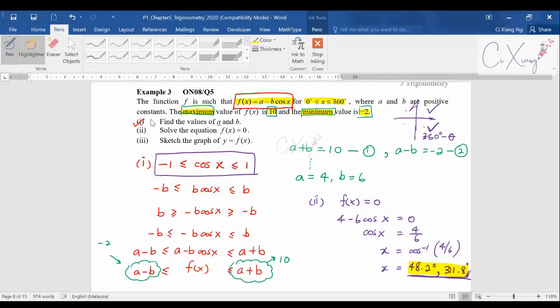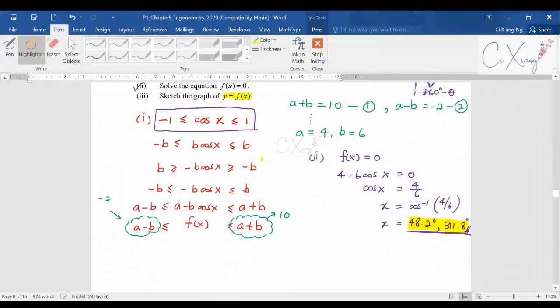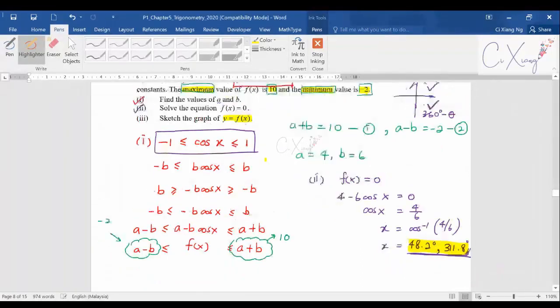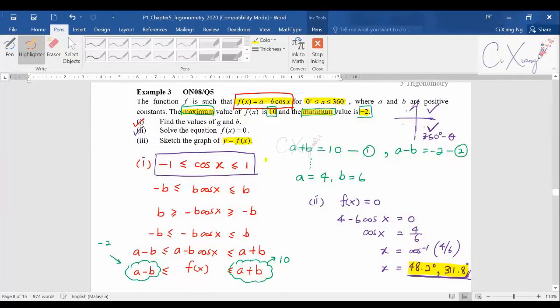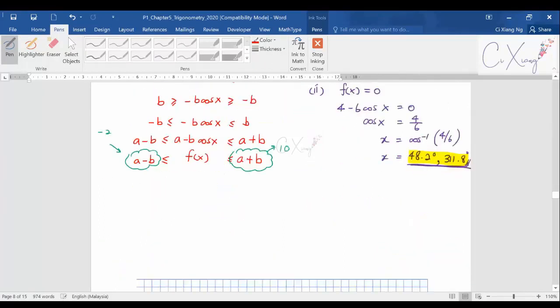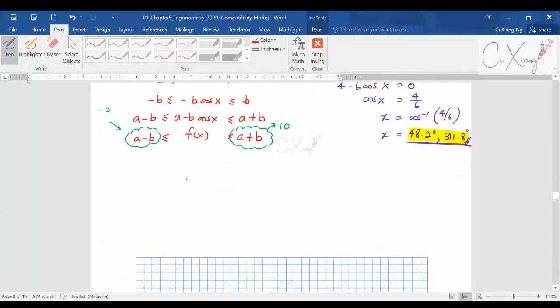And for part number 3, they want you to sketch the graph for y equals f(x). To sketch a graph for y equals f(x), generally again, you have to roughly have the idea. Because your function f(x) is equal to y equals 4 minus 6 cos x.